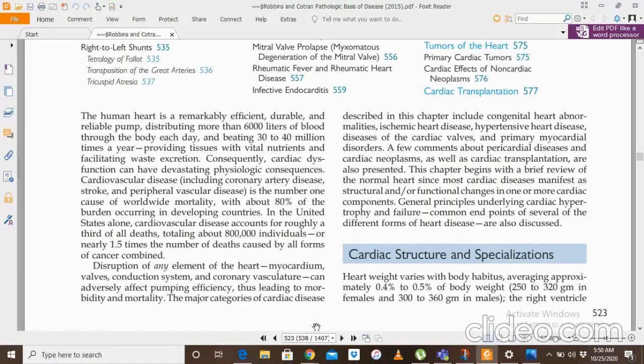So let's talk about cardiac structure and specializations. The human heart is a pumping organ with two upper chambers and two lower chambers, the atria and the ventricles. The total human heart weight is about 0.4% to 0.5% of body weight. The weight of the male heart is slightly higher than the female heart: the female heart weighs 250 to 320 grams, while the male heart weighs 300 to 360 grams.